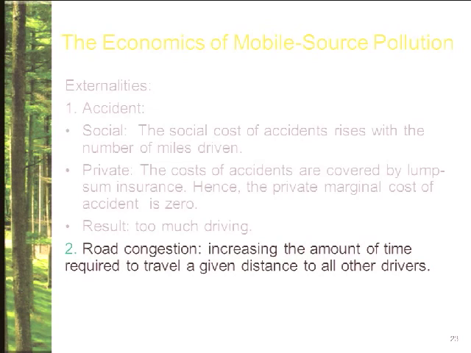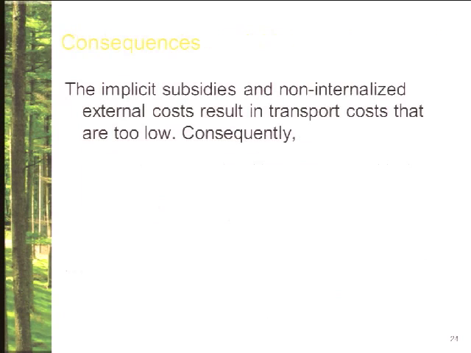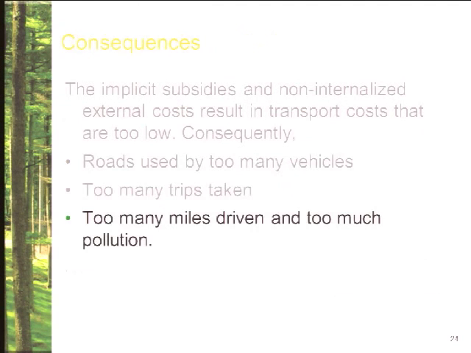And as a result, the general conclusion is the roads are used by far too many vehicles, there are too many trips taken, and there are too many miles driven and, with regard to our current examination of air pollution, too much pollution. And because of those subsidies, alternative modes of transportation are not as intensely used as they would be if those implicit subsidies weren't there. That is to say, there would be more bus, more BART, more public transportation if you reduced all of those subsidies or eliminated them.